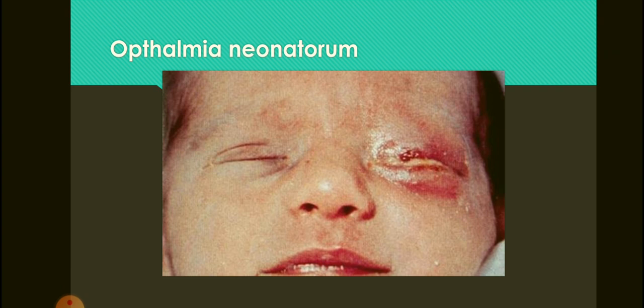Ophthalmia neonatorum is a type of conjunctivitis which occurs during the first month of life of a baby as a result of carelessness at the time of birth. Here carelessness means unhygienic condition can lead to ophthalmia neonatorum. So let us know the causative organisms. The causative organism is gonococcal infection, or the most common causative organism nowadays is Chlamydia oculogenitalis.